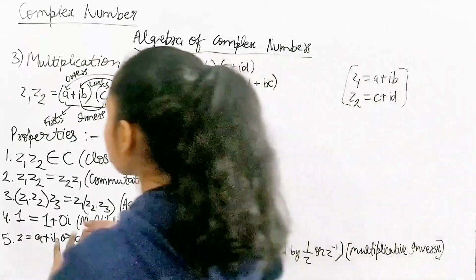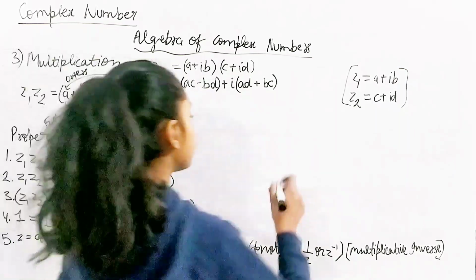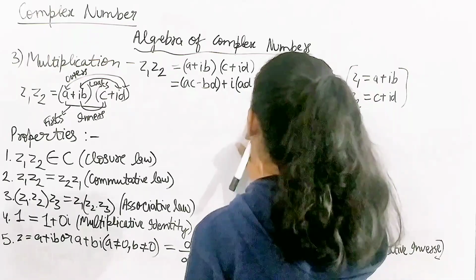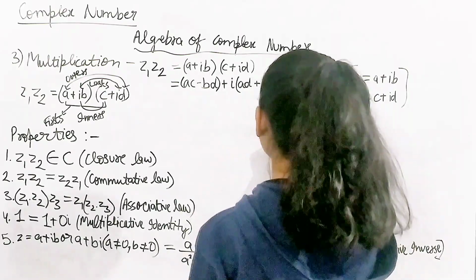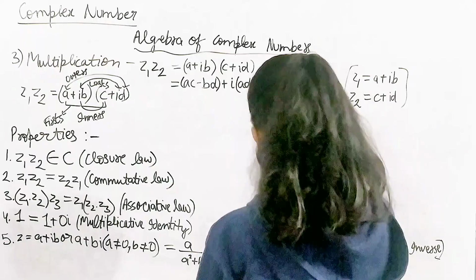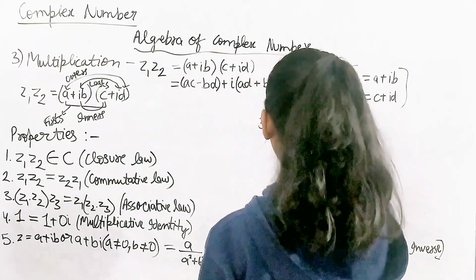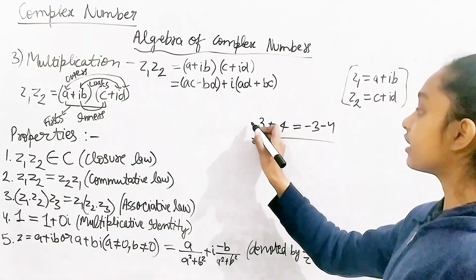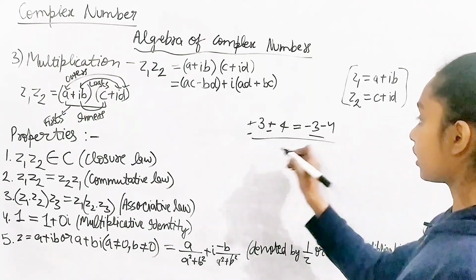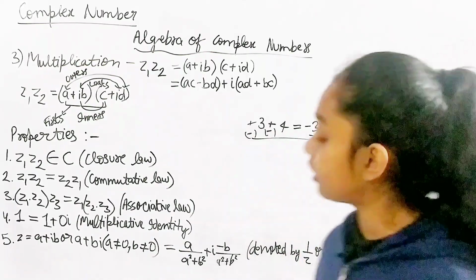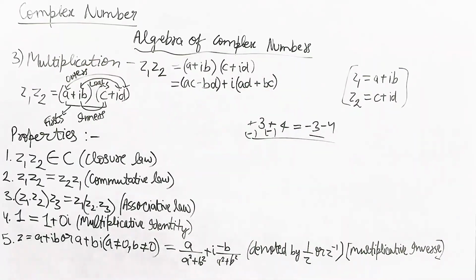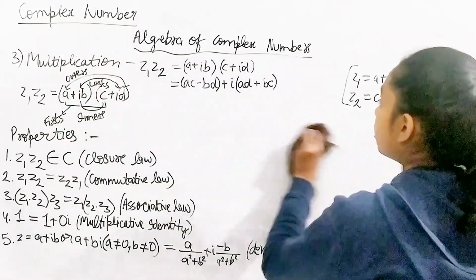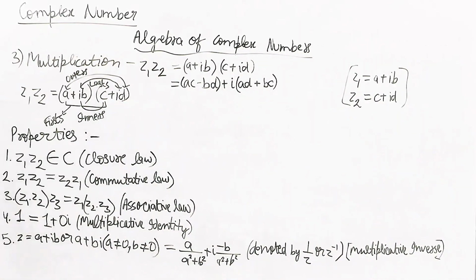So in simple terms, what do we do for the multiplicative inverse? Simply, if I have 3 plus, let's say, 4, what is it going to be? -3 minus 4, right? We have just changed its sign to negative. It was positive here, so negative, and that's what I got. So this is all the multiplicative inverse is about. So how about we take an example? Okay, so let's take an example.